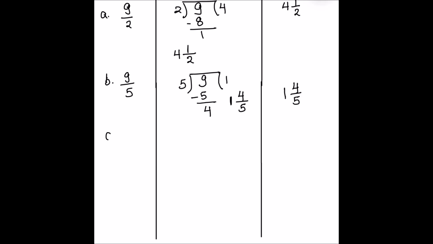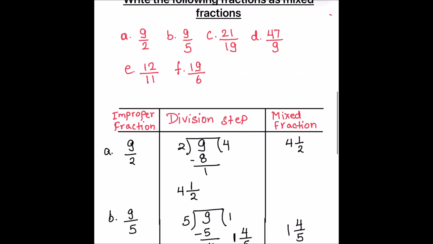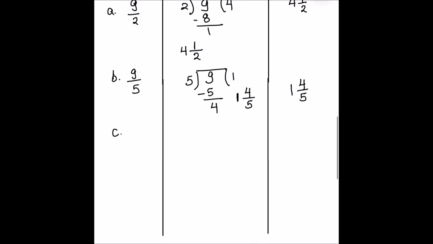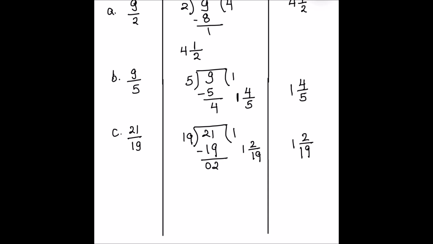Let's do the next one, which is part C, which is 21/19. Let's divide 21 by 19. 19 times 1 is 19. 2 is the remainder. So the fraction will be 1 2/19. 1 whole 2/19 will be the answer for this fraction. Let's do the next part, which is D part.